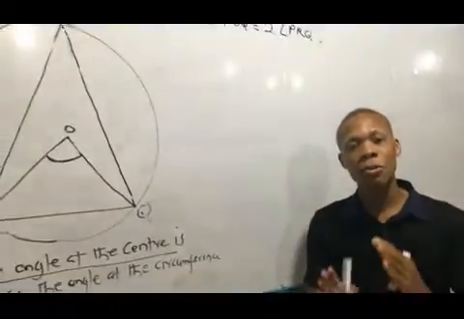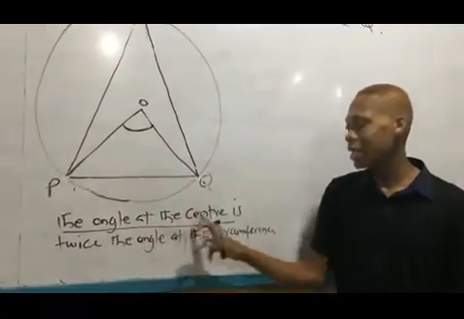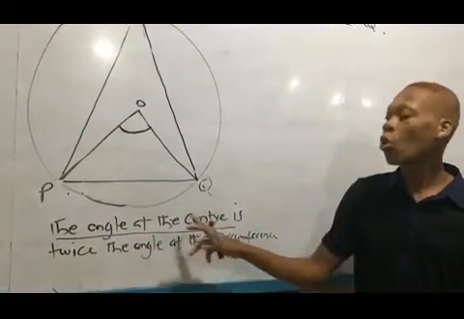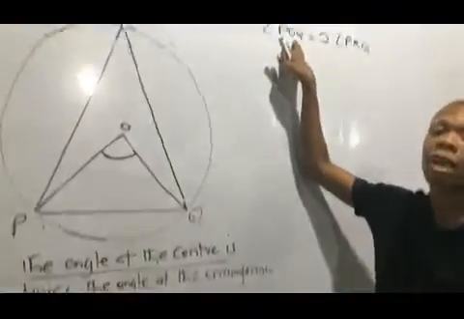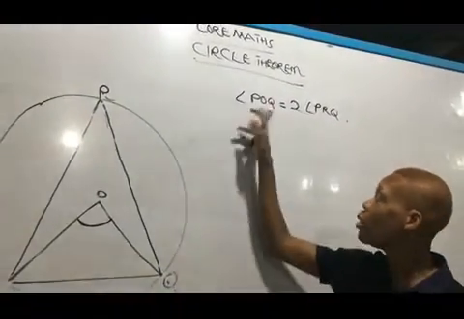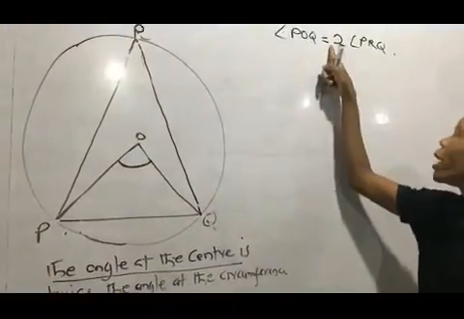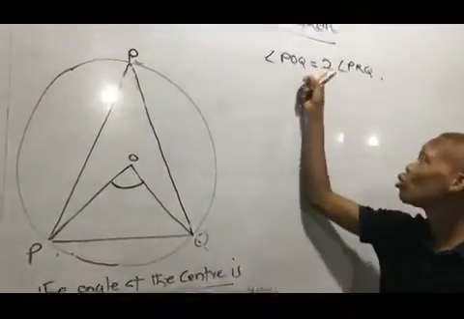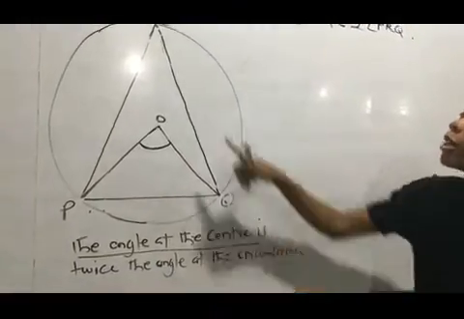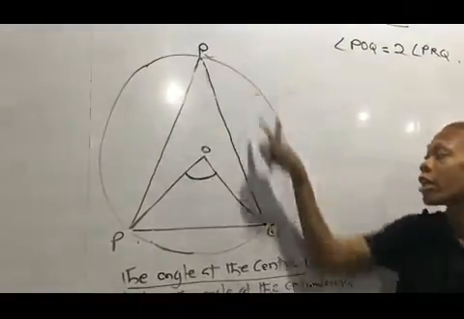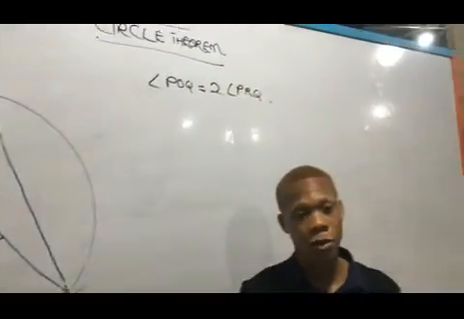So just take your time, follow the words one after the other. The angle at the center. So go and look for the angle at the center. This is the angle at the center. You put it down as I've done. So POQ, in mathematics we use equal to. So is twice, is 2. So 2 is twice the angle at the circumference. Angle at the circumference is angle R, PRQ or QRP. So it's twice angle PRQ.